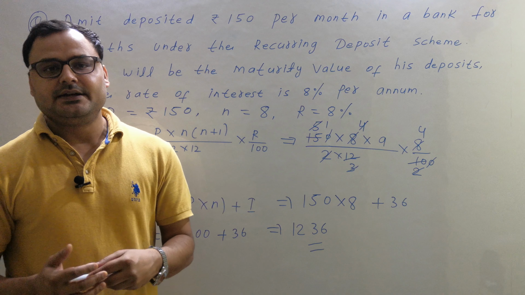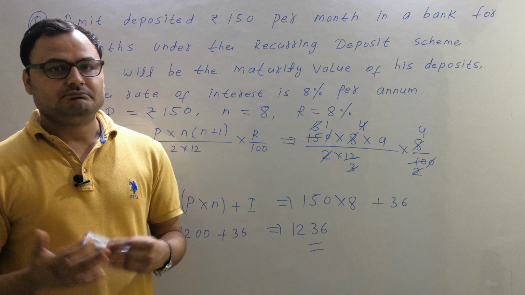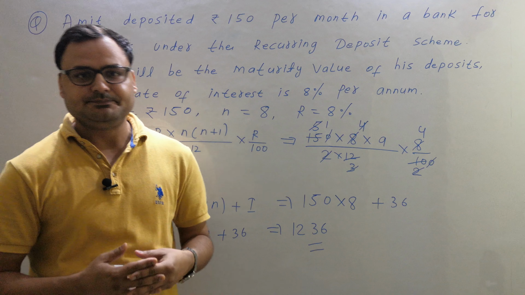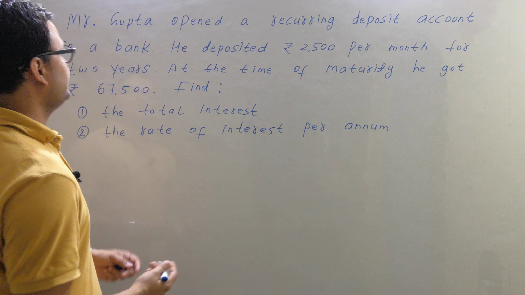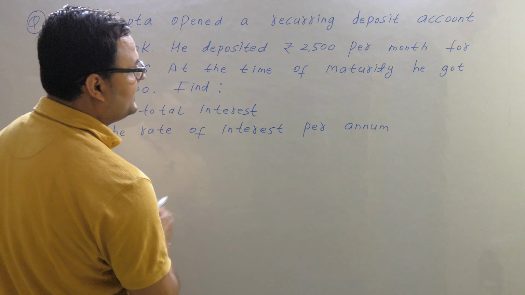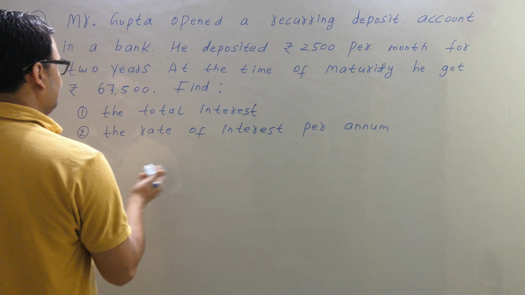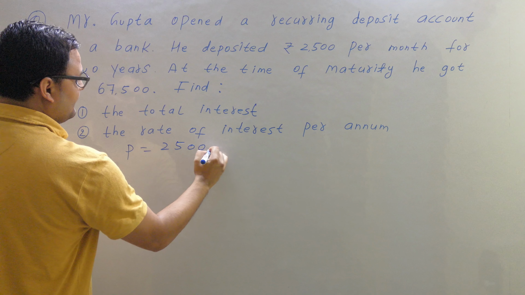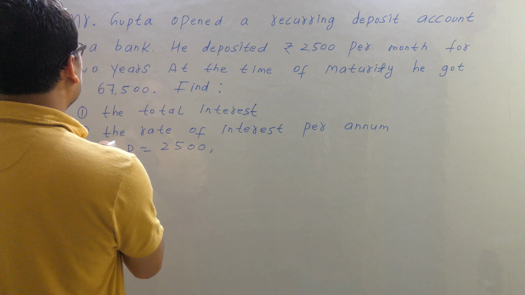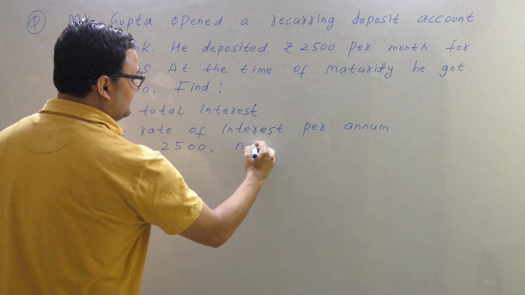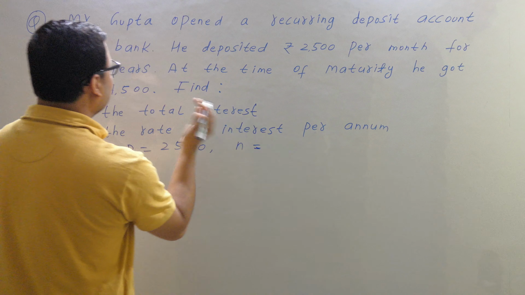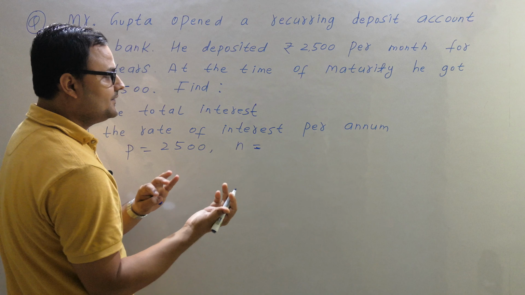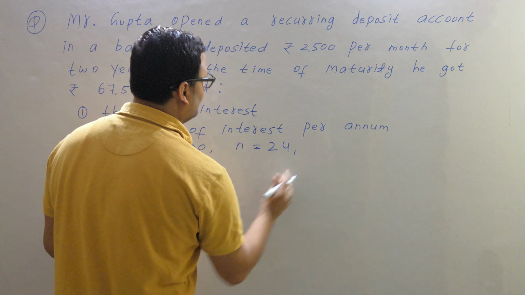Again, this is also easy. Now just do the next question. Mr. Gupta opened a recurring deposit account in a bank. He deposited rupees 2500 per month. So P is given, 2500 per month, for 2 years. Now N is the number of months, but it's given as 2 years, so we can convert 2 into 12, that is 24.